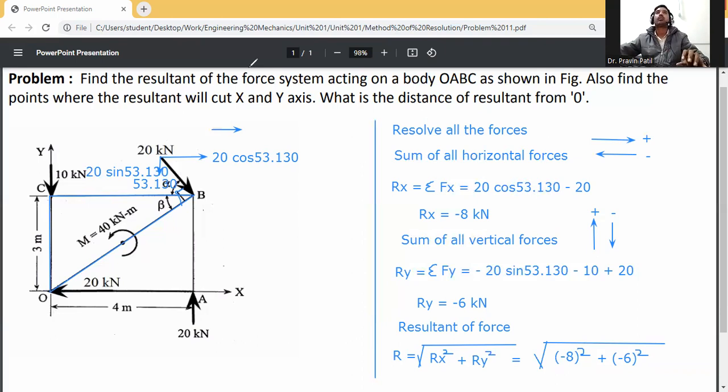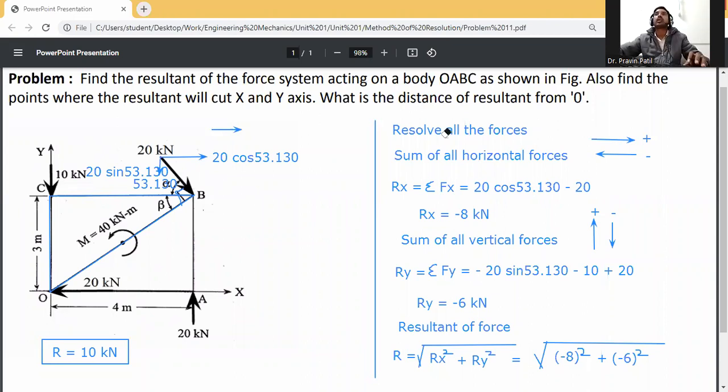When you square a minus value, it will give a plus value. So R is equal to root of 8 square plus 6 square, and the answer will be 10 kilonewton. Okay, this one is the resultant of the force system.